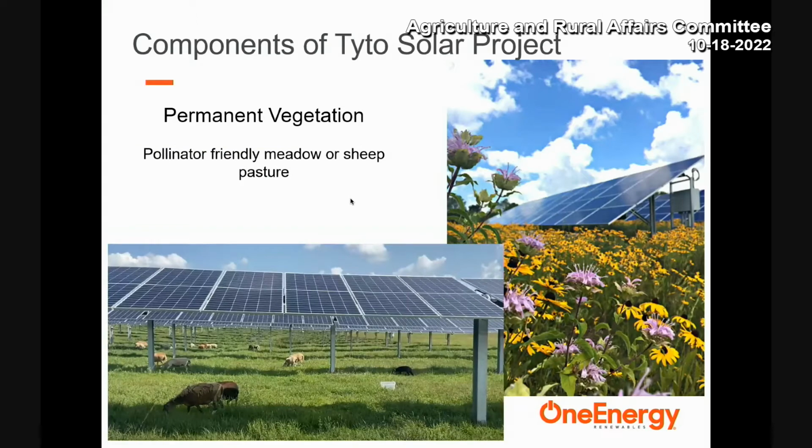The permanent vegetation we're proposing is either a pollinator-friendly meadow or sheep pasture. We typically try to install a pollinator meadow as a baseline, unless we're able to find someone that is interested and willing to graze the site, in which case we pivot that to a pasture mix that has pollinator plants in it, but is more oriented towards having healthy forage for the sheep throughout the growing season.